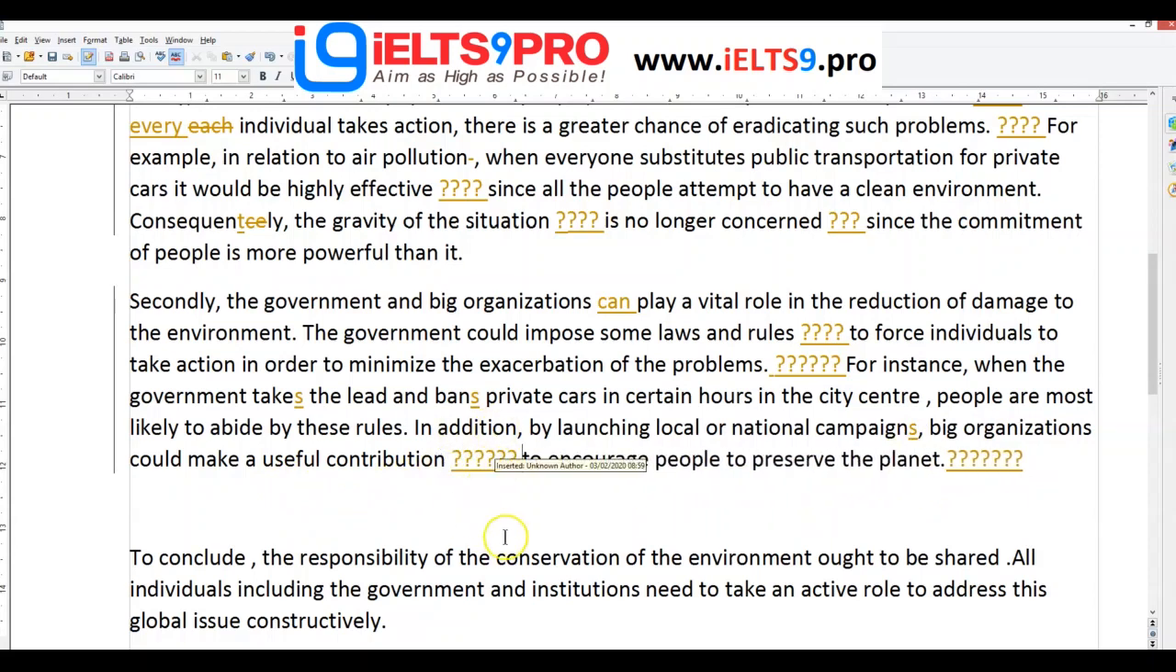Too general, too vague. So local or national campaigns about what? Big organizations such as whom? What contribution to preserve the planet by doing what? That essentially it tells me and the reader nothing.